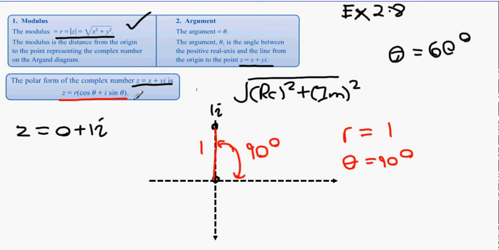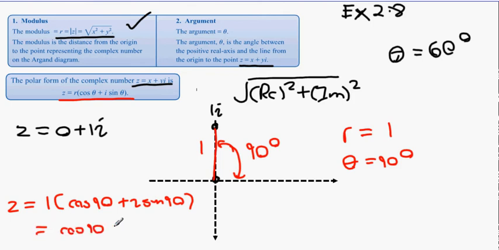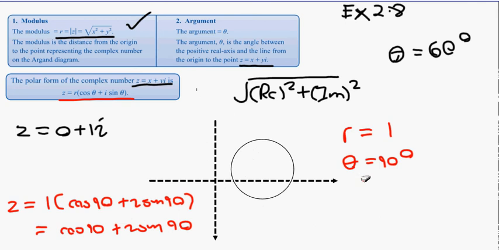Once again, using this formula here, we're going to get z equals 1 times cos 90 plus i sin 90, which is simply cos 90 plus i sin 90. Okay, that's the answer to question number 4. And let's continue on.